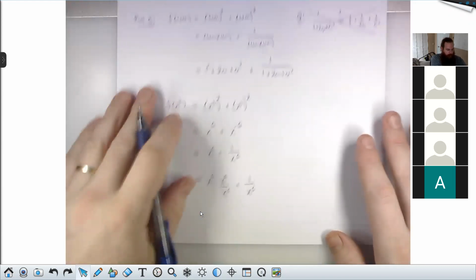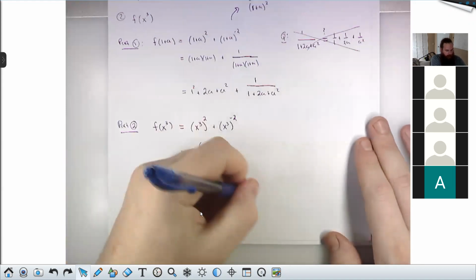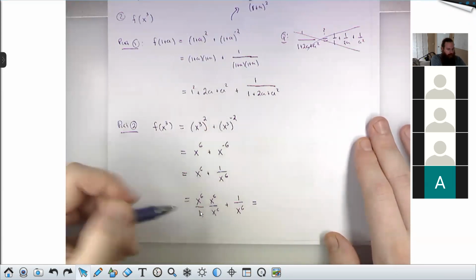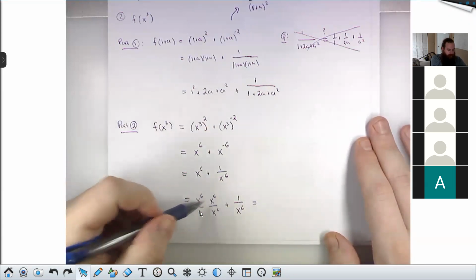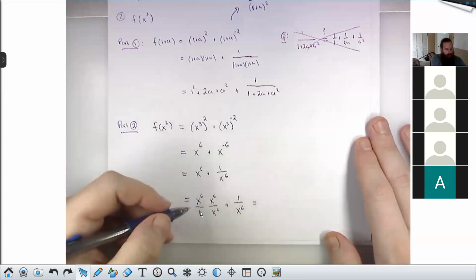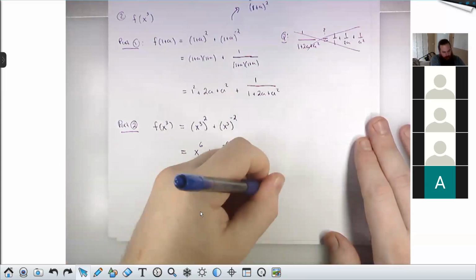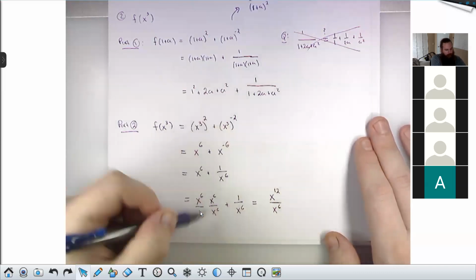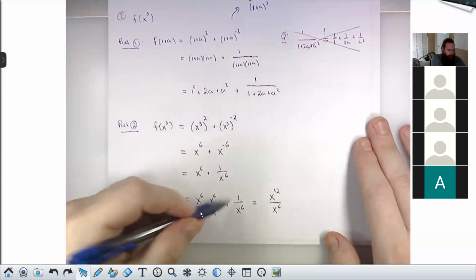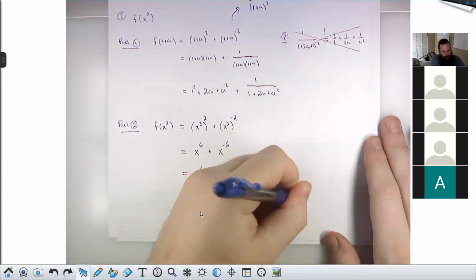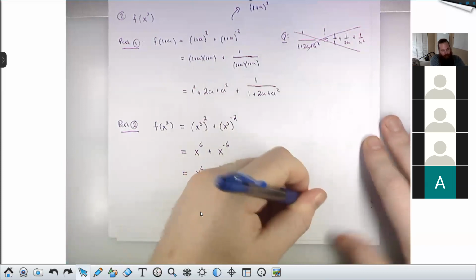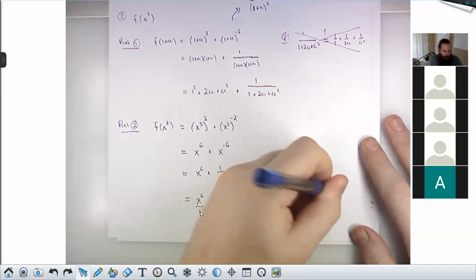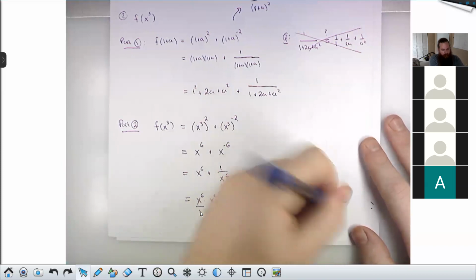And then I'll continue it over here. This piece, x to the 6 is really over 1. So when we multiply these two fractions, I'll get x to the 6 times x to the 6 upstairs. That's x to the 12 over x to the 6. And then this guy is just plus 1 over x to the 6. So now that the denominators are the same, I can combine them into a single fraction. That's just x to the 12 plus 1 over x to the 6, like this.